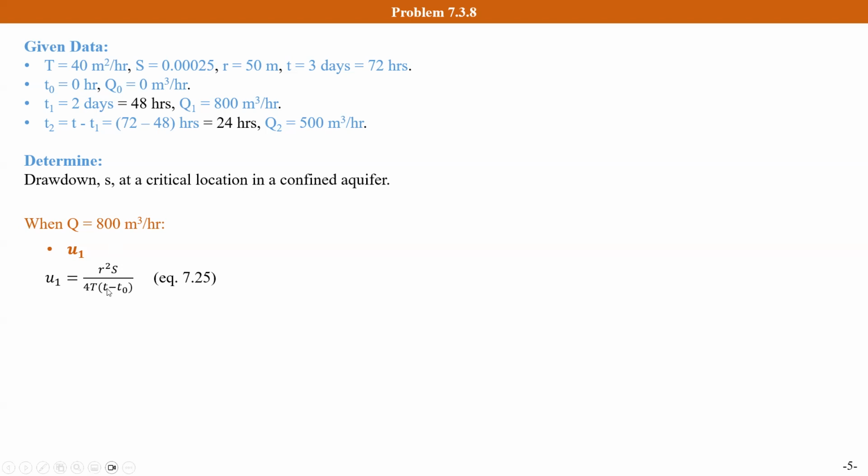And we know currently here the T is the total pumping hours. It should be 72 hours, and T0 is 0. After we bring these values into the equation, we can get U1 is 5.43 times 10 to the power of minus 5.